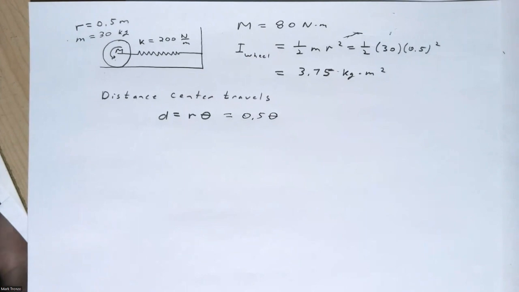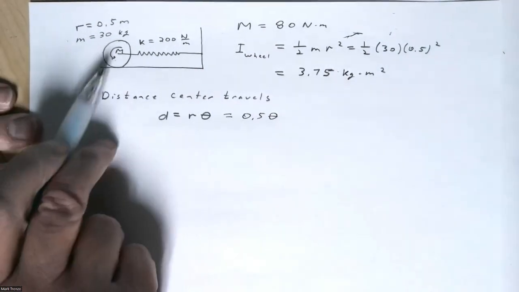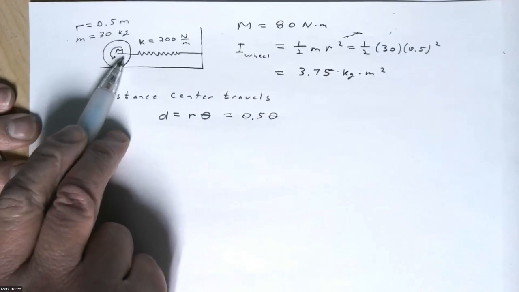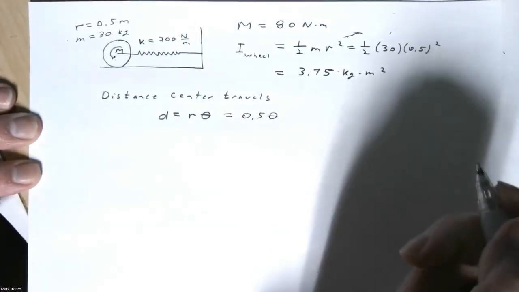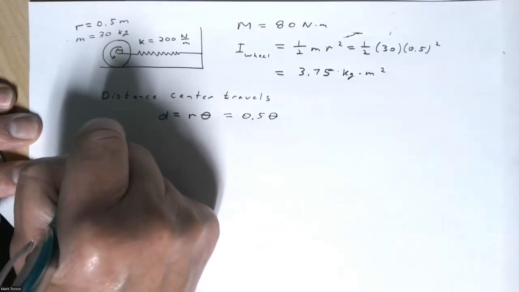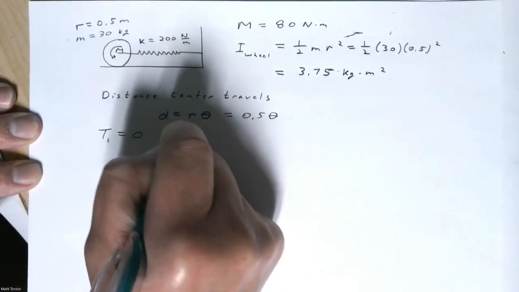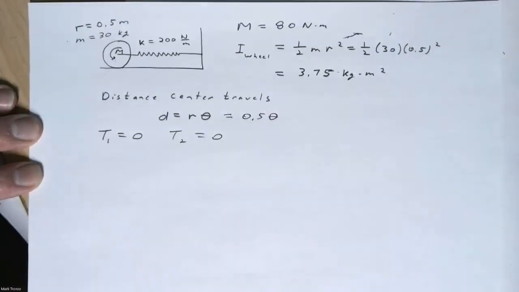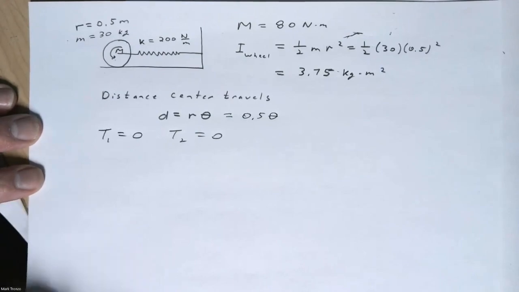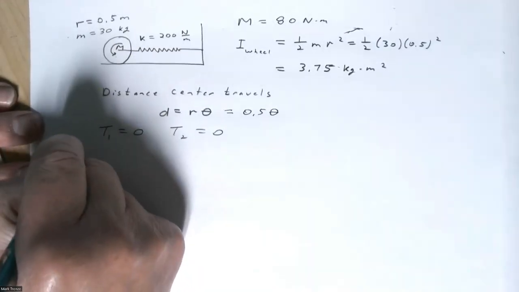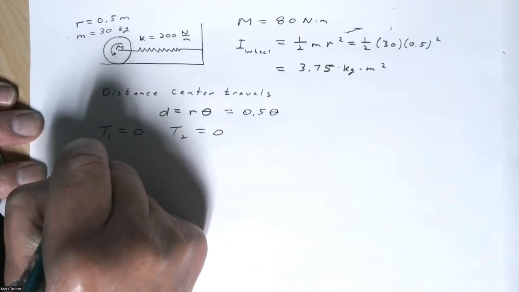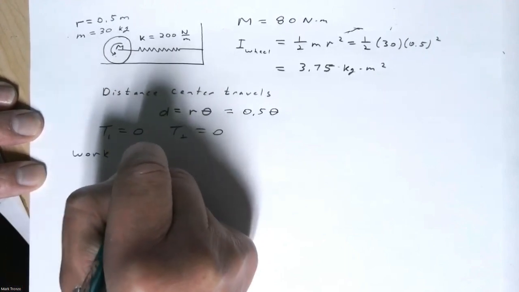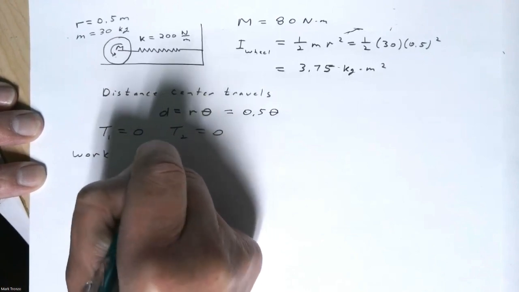One really good thing about this problem is that it's starting at rest and it wants to know what's going to happen when it stops momentarily. So T1 is 0 and T2 is 0. That's going to simplify everything. And then the work done, and again, the work of the moment.